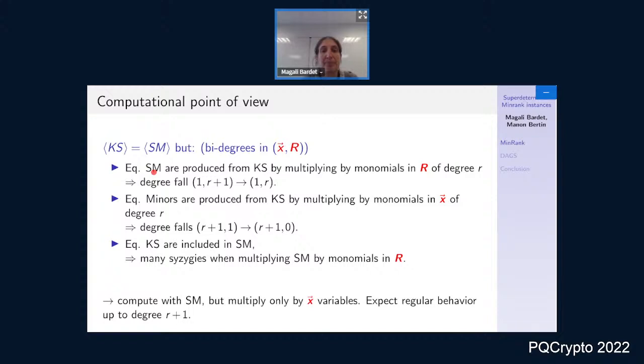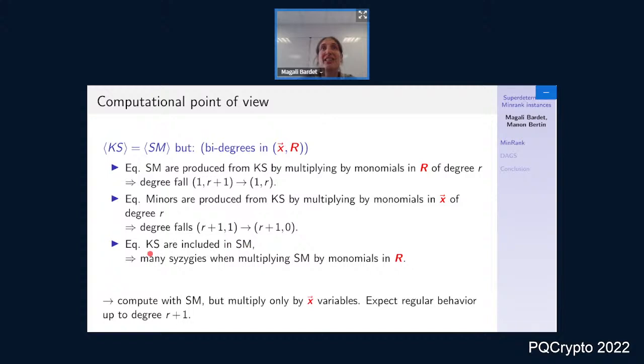And if you multiply now by the X monomials, by monomials in X, at degree R plus 2, you get also degree R plus 2 and you produce exactly the Minors equations. So in some sense, the Kipnis-Shamir equations contain in degree R plus 2 all the other equations. And on the other hand, you can try to start from the Support-Minors equations and multiply by monomials in both sets of variables. And when you do that, as the Kipnis-Shamir equations are already included in the Support-Minors equations, then you produce again the Support-Minors equations in degree R plus 2.